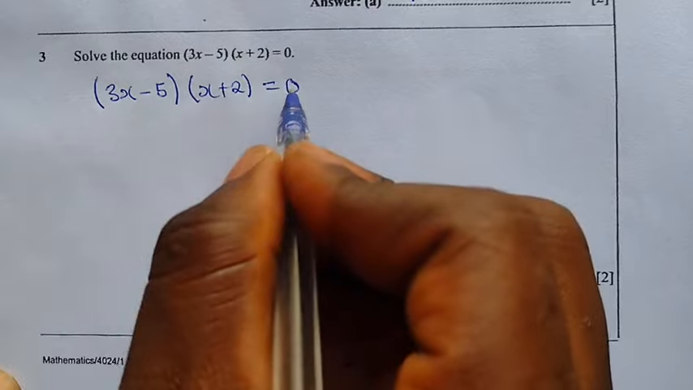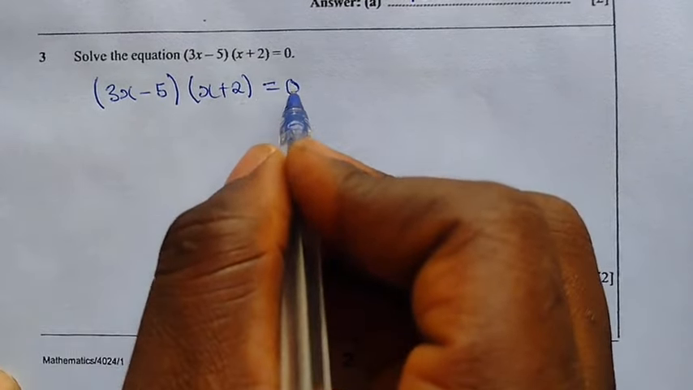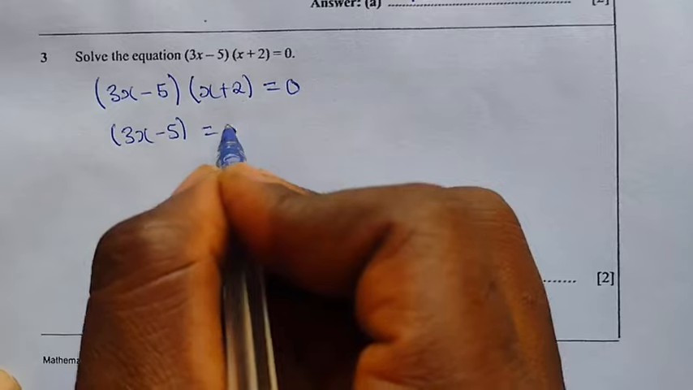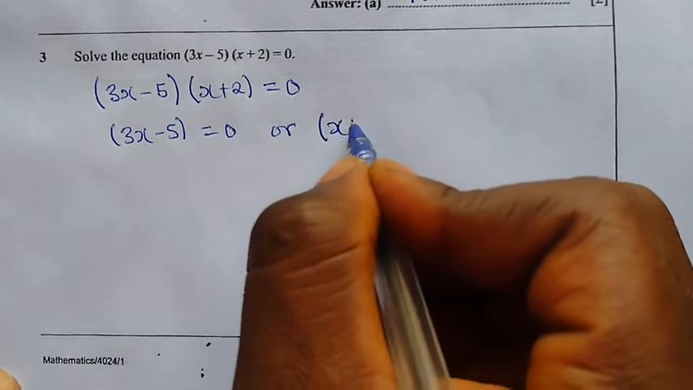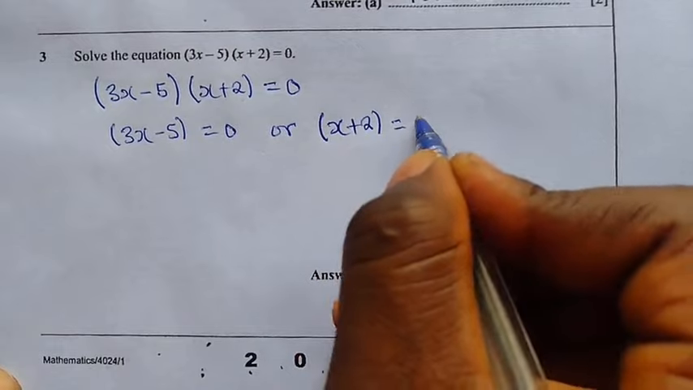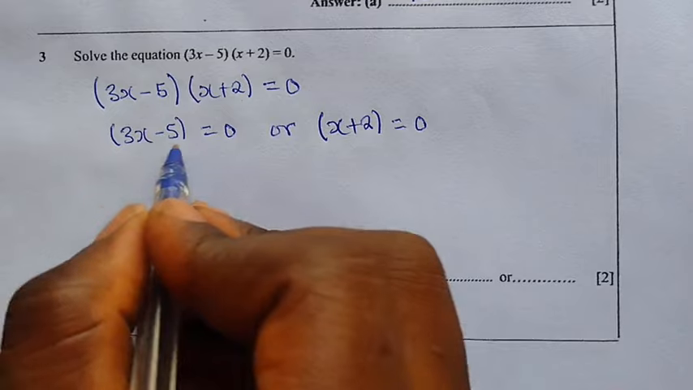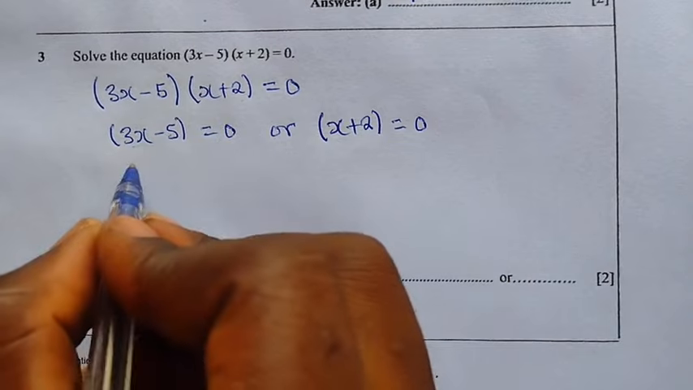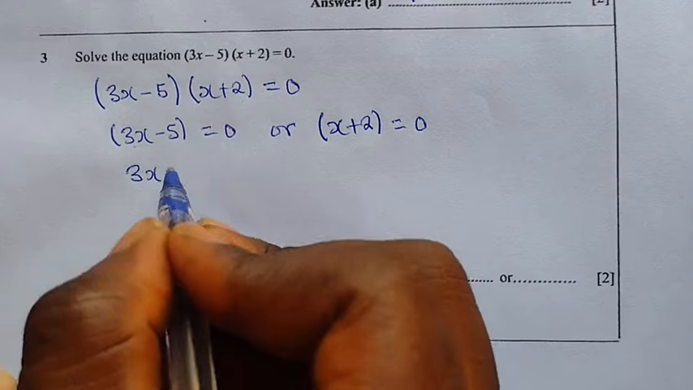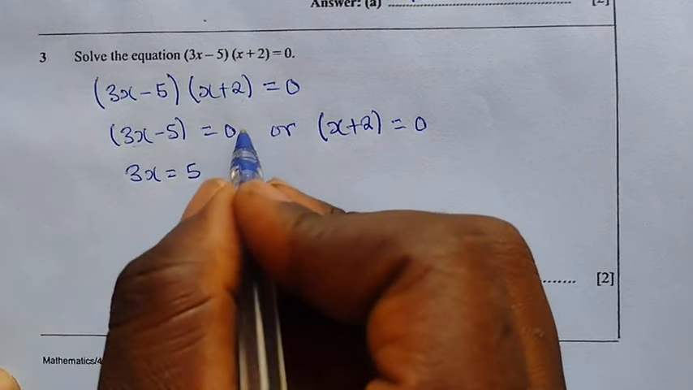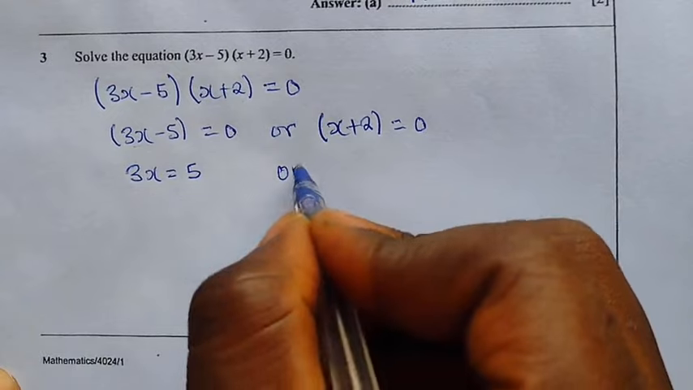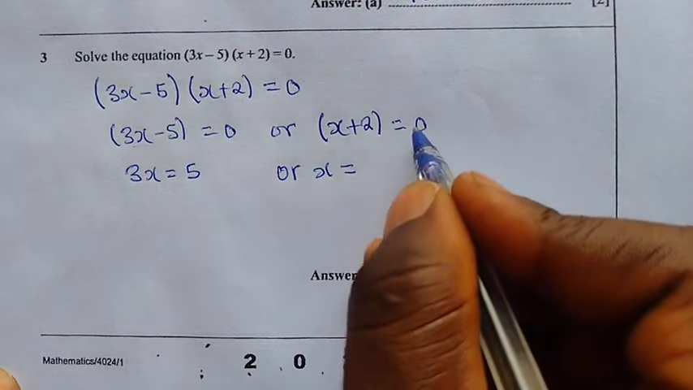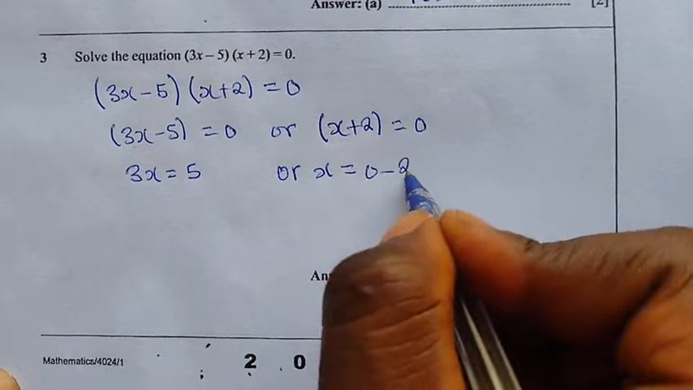The first bracket will be equated to 0, and the second bracket will be equated to 0. So we are going to have 3x minus 5 is equal to 0, or x plus 2 is equal to 0. We can now solve this equation, and also solve this one. For this one, the negative 5 will go this side. So we are going to have 3x is equal to 5, a positive 5. Or this positive 2 goes this side, so we are going to have x is equal to 0 minus 2.